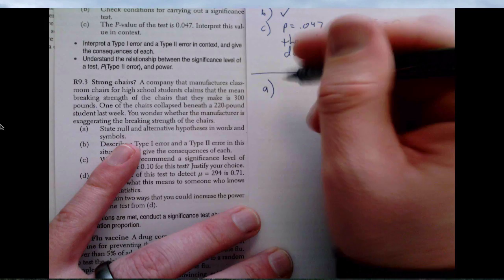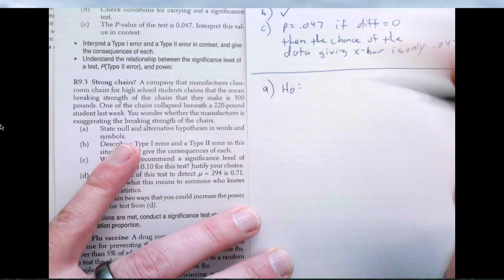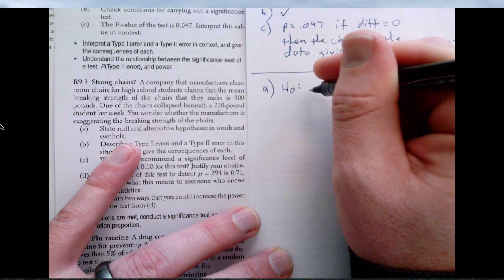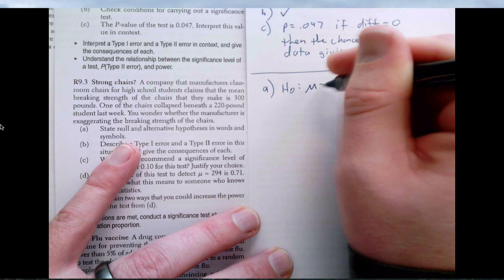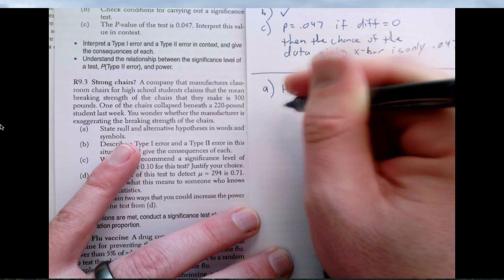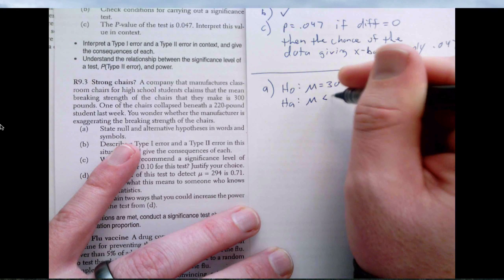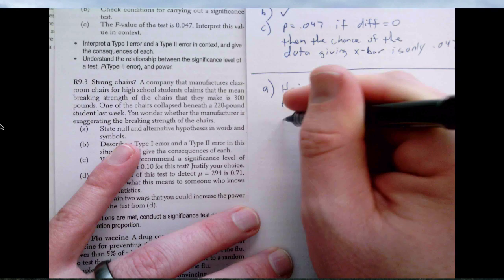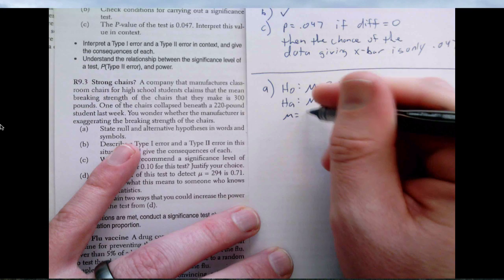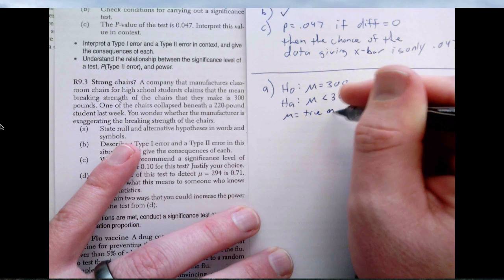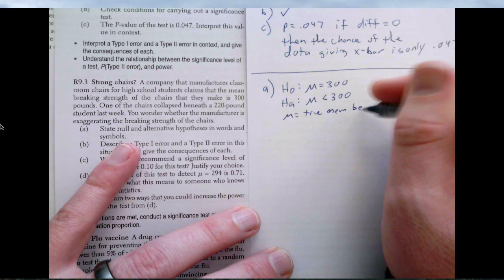So for part A, our null in this case is going to be that they are right. The claim is that the mean is 300, and our assumption, our alternate hypothesis, is the mean is under that. And define mu. Mu is the true mean breaking weight.